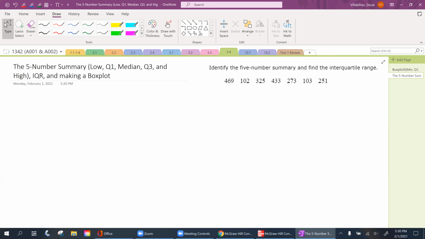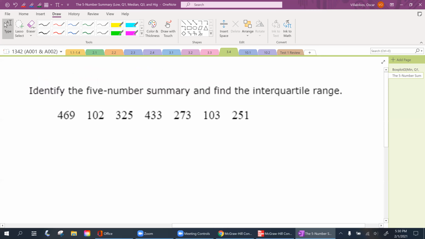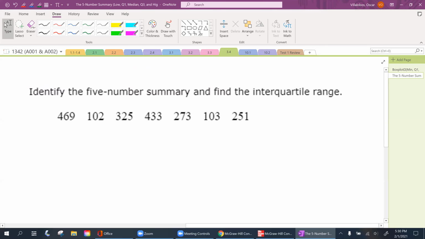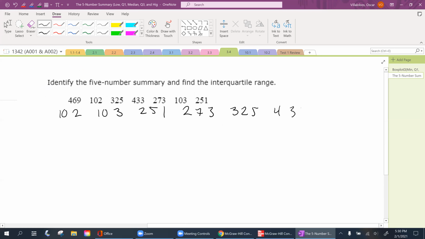So first things first, I'm just going to get the values how they are. No, we can't do that. We said we need to arrange these in ascending order. It's going to be 433, and is there one more? Yes, there is, 469. Okay, there we go.